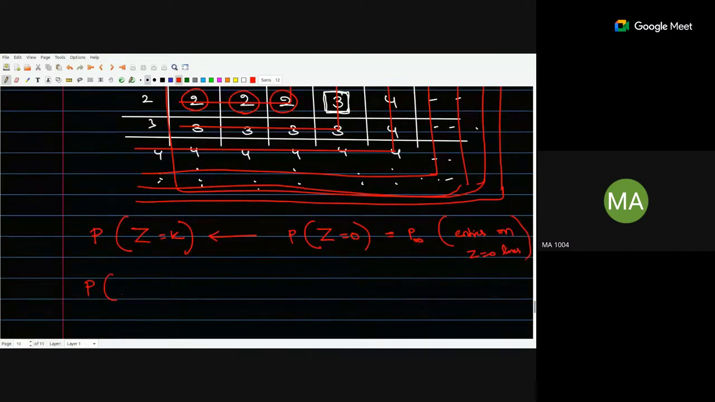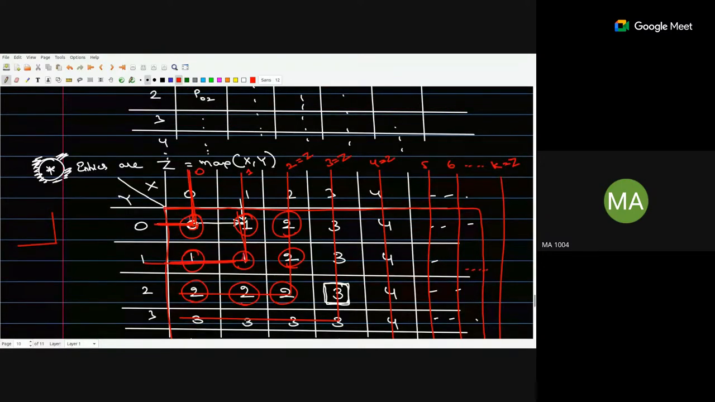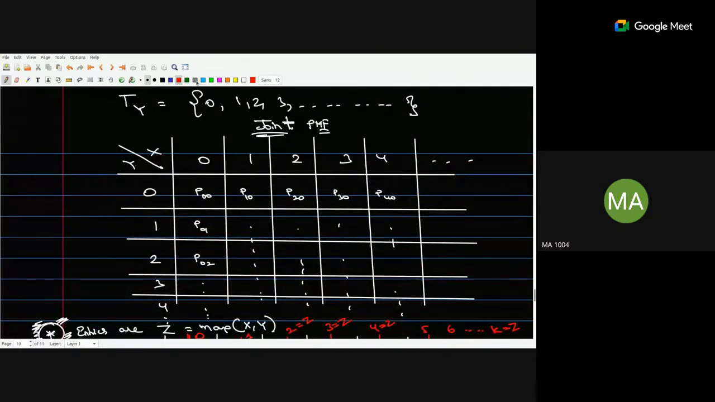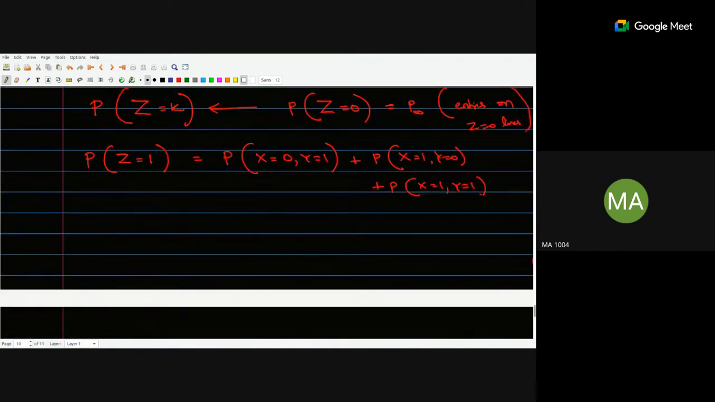And if I talk about the probability that Z is equal to 1, I can have either X is 0 and Y is 1, plus the probability that X is 1 and Y is 0, plus the probability that X is 1 and Y is 1. So I get 3 values, because on the line Z is equal to 1, I have 3 entries. All these 3 entries correspond to Z is equal to 1. So for these 3 possible cases, I have to add all the corresponding probabilities. So this is P(1,1). The sum of these three probabilities corresponds to Z is equal to 1.